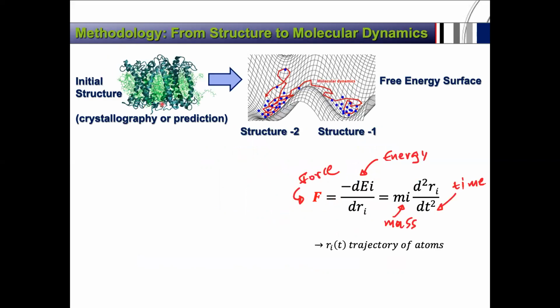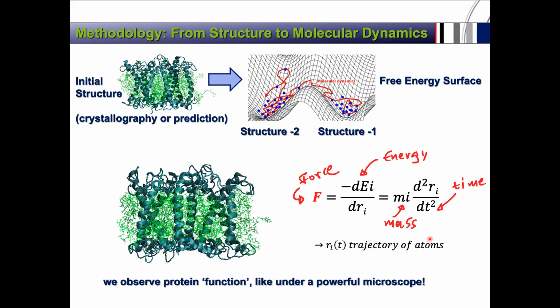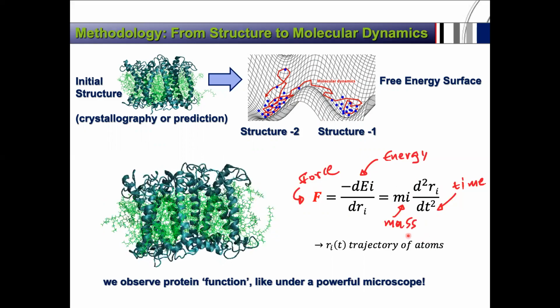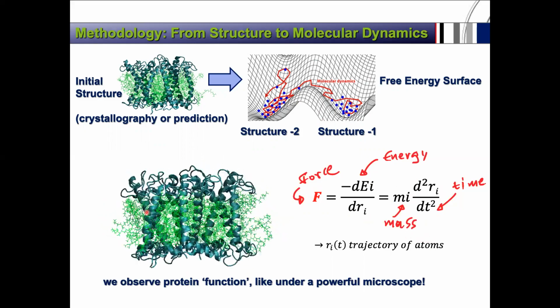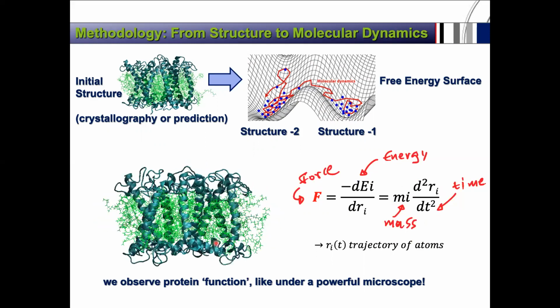So, given an initial structure from crystallography or predicted, we can recover a free energy surface, and we can go from one conformation of the protein to another conformation by moving its atoms. Given a force F on the atoms, given the potential energy surface and the mass of the atoms, we can have the trajectory of atoms, their positions over time. So we can observe the protein function like we would observe it under a powerful microscope.